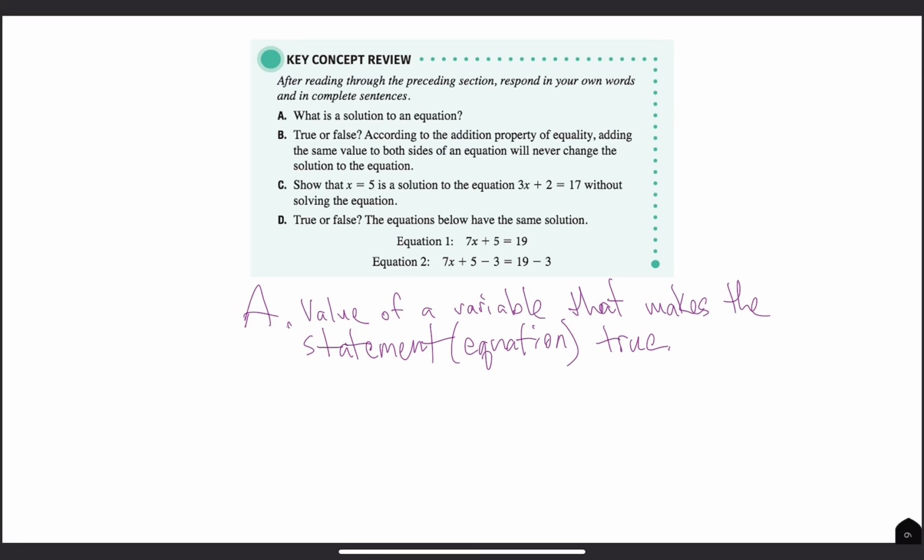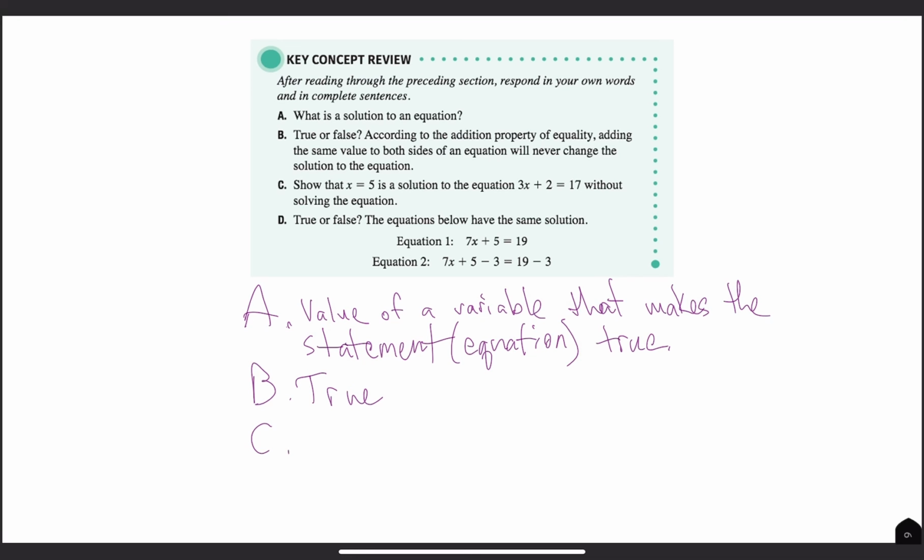All right, B. True or false? According to the addition property of equality, adding the same value to both sides of an equation will never change the solution to the equation. True. The addition property says you can add anything you want as long as you do it to both sides of an equation.